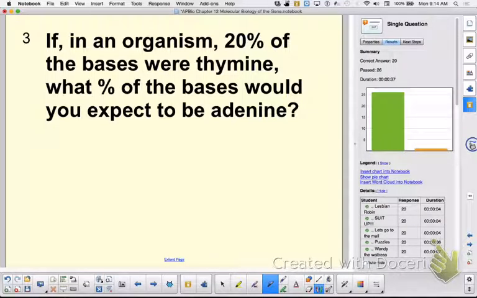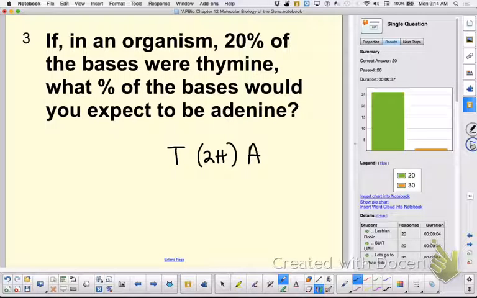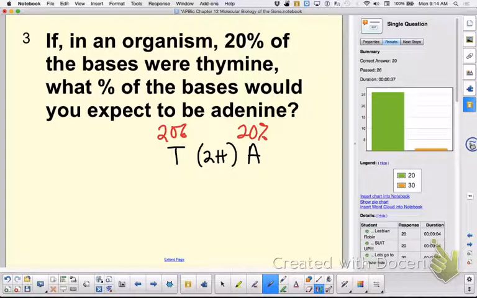Oh, good Lord, no. 30. Well, you know what they were thinking. So 20% of the bases were thymine. Who does thymine bind with? Yeah, he binds with adenine. So if 20% of those bases are going to be thymine, then the other 20% have to be what? Adenine. Because matchy-matchy. Check with your bio buddy. Gong or shame?